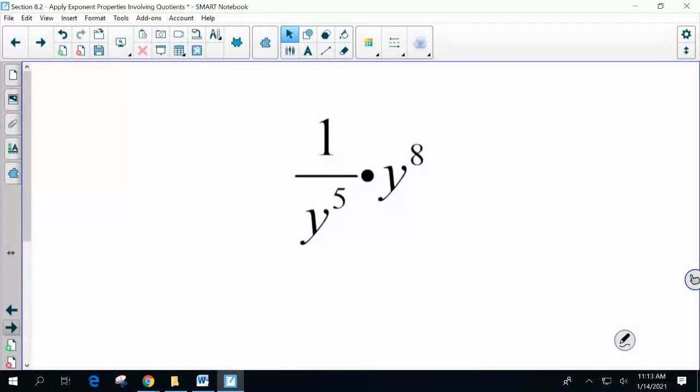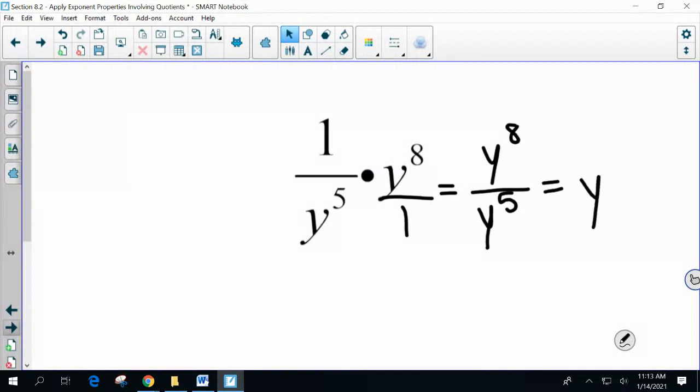Okay, so the same process here. I need to put y to the 8th over 1, combine them together, get y to the 8th over y to the 5th, and subtract them to get y to the 3rd.